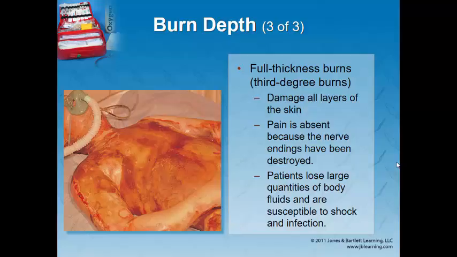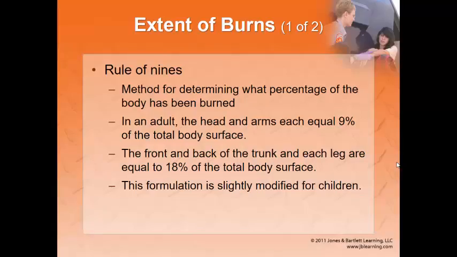But almost always, a burn has a graduation. So maybe they have a third-degree burn on their upper arm, and toward the shoulder and the elbow it's a second-degree burn, and then towards the wrist and the chest it's a first-degree burn. So they're still going to have pain where they have first and second-degree burns. Patients that have significant burns lose a lot of fluids in that third spacing, and they're very susceptible to shock and infection.